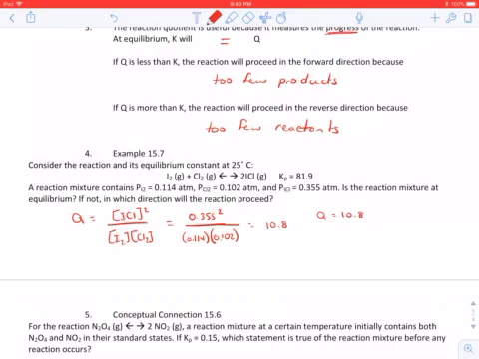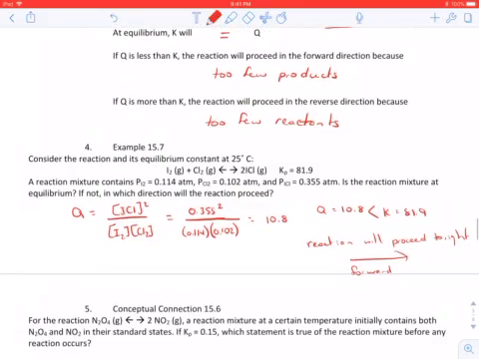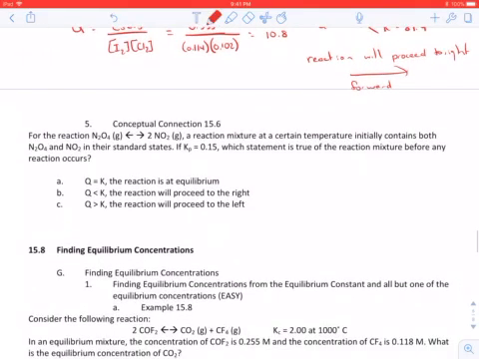10.8 is less than K, which is 81.9. So that means the reaction will have to proceed to the right, or you could think of it as the forward direction. Pretty simple, right? Really, it's very simple. You're just using Q instead of K.